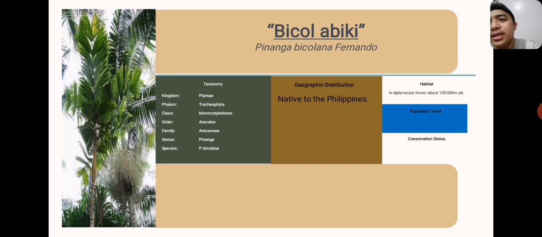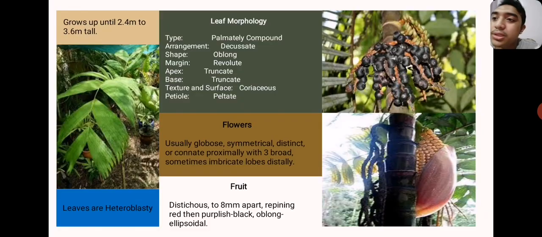The next one is Bicol Pinanga, Pinanga bicolana. Taxonomy: kingdom Plantae, phylum Tracheophyta, class Monocotyledonae, order Arecales, family Arecaceae, genus Pinanga, species P. bicolana. Geographic distribution: native to the Philippines. Habitat: in dipterocarp forest, about 100 to 200 meters altitude. Population trend and conservation status, no information about it. It grows up to 2.4 to 3.6 meters tall.